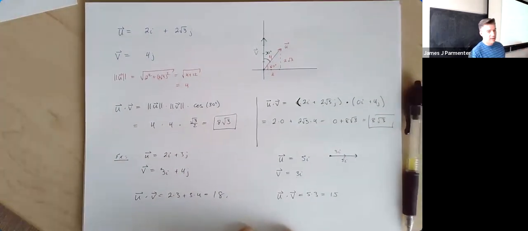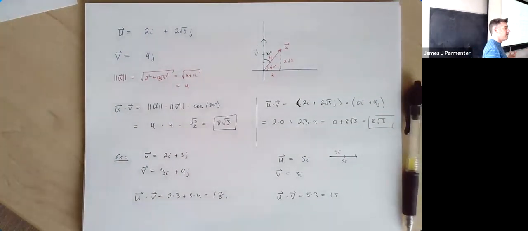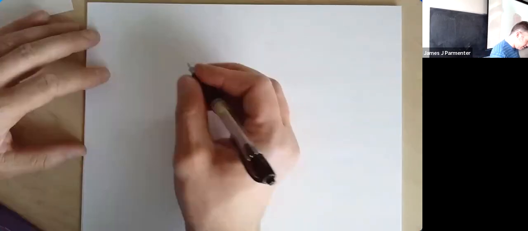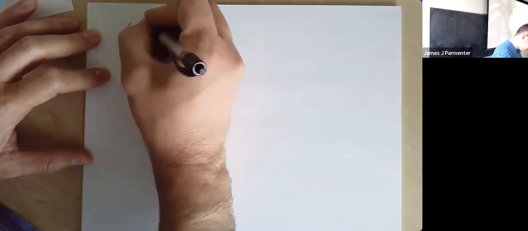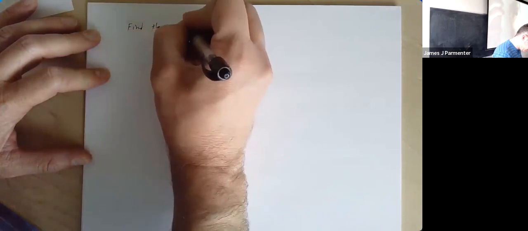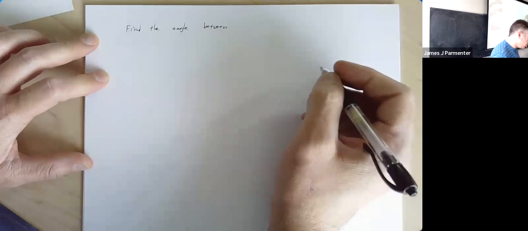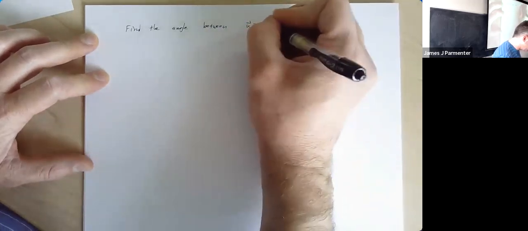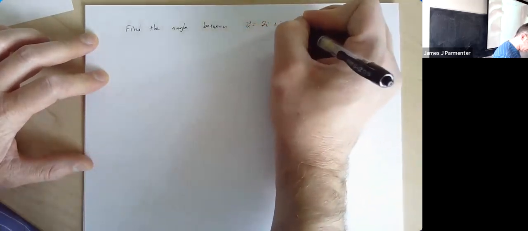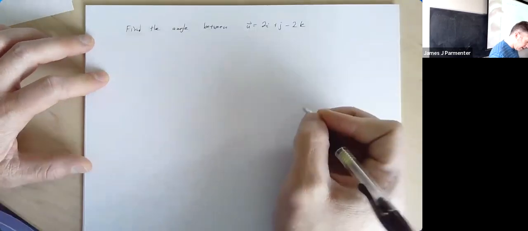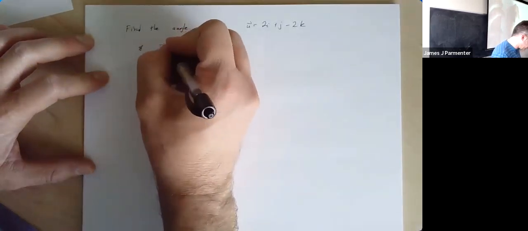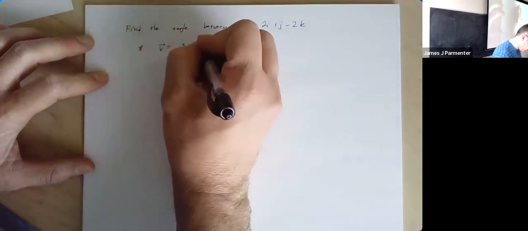What I think is interesting about this is we can use the dot product to then find the angle between two vectors. And that's kind of a more typical thing. So we can say, for example, I want to find the angle between, let's say, u equal to 2i plus j minus 2k, and v equal to 3i plus 4k.